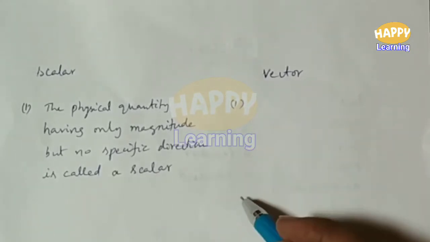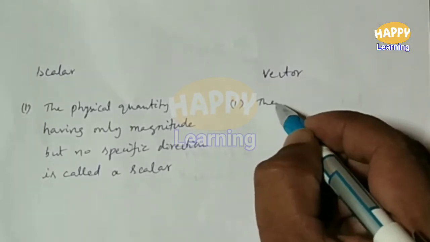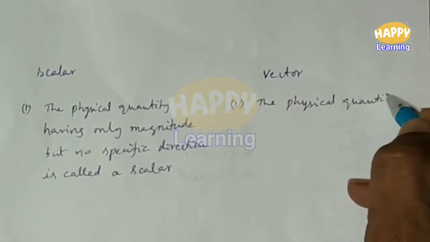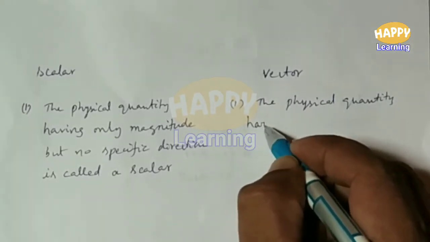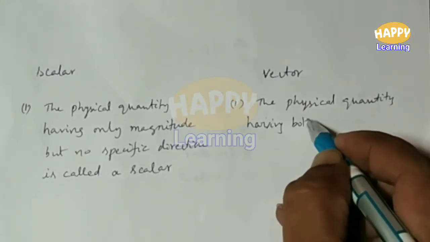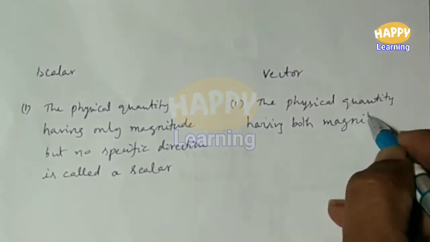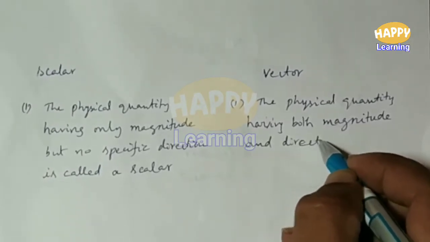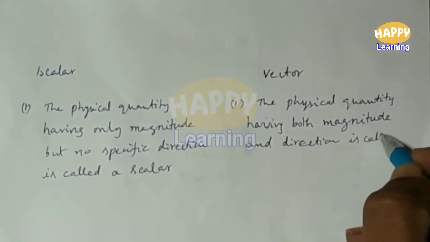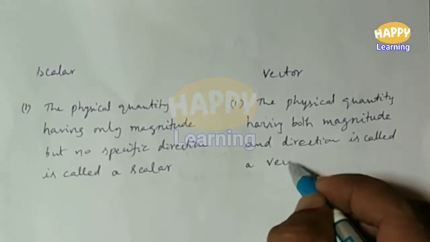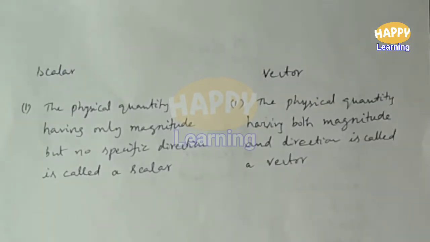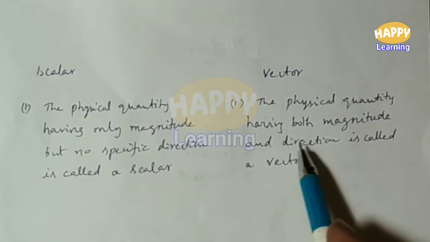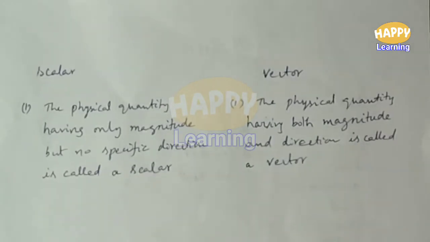Whereas the physical quantity having both magnitude and direction is called a vector. The physical quantity having both magnitude and direction is called a vector.